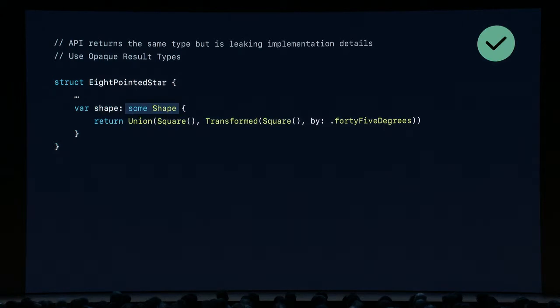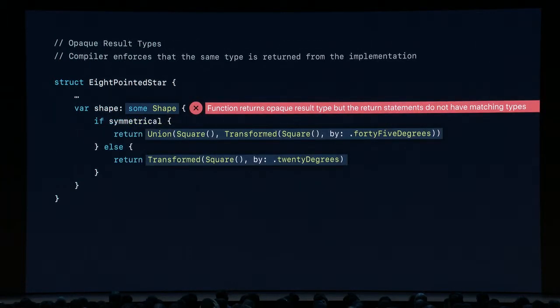Swift 5.1 introduces another concept called opaque result types. It's a great fit for APIs that are known to return the same concrete type, but that might want to hide this type from their users. An opaque result type is spelled some Shape, and it conveys that a specific Shape type is returned from this API. This guarantee of type identity also allows us to perform stronger type checking inside of the body of the API. So if you have several return statements that return different types, the compiler will catch that and remind you to fix the problem.